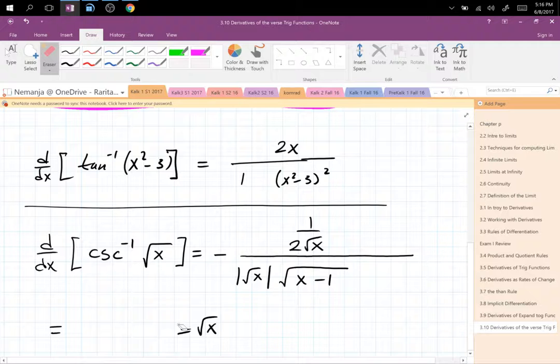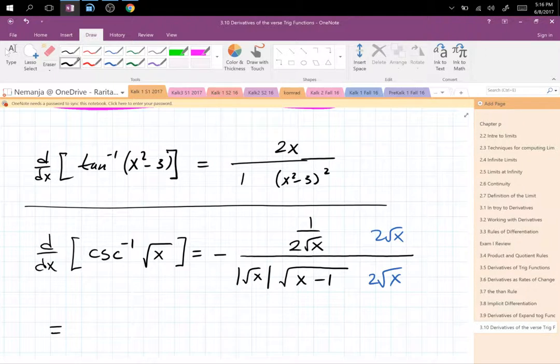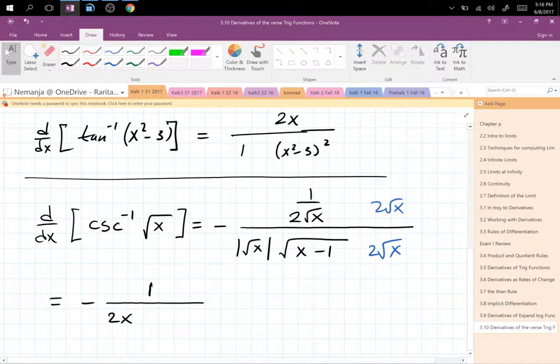So now to simplify everything, we are going to multiply top and bottom by 2 root x. It completely cancels in the numerator, so it just becomes 1. And then in the denominator, root x times root x is just x. So you have 2x, and then the square root of x minus 1.